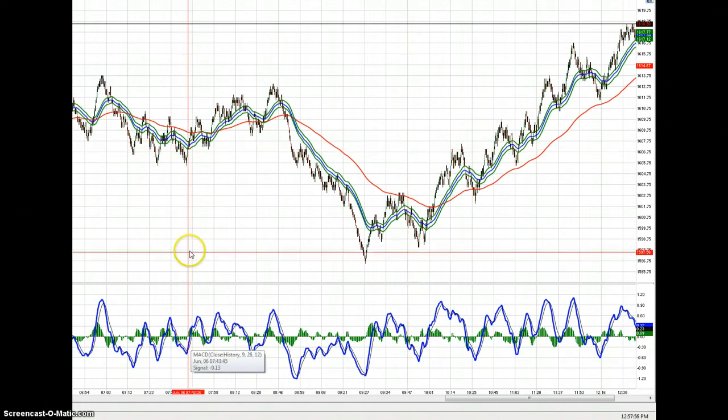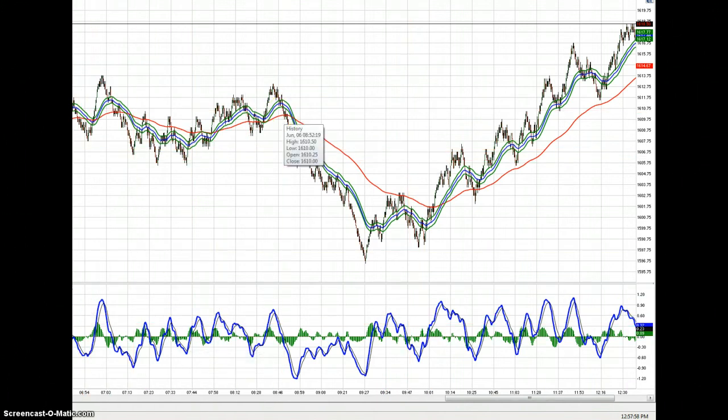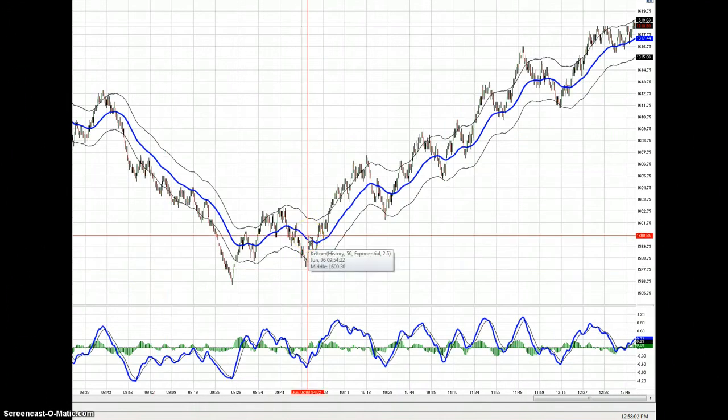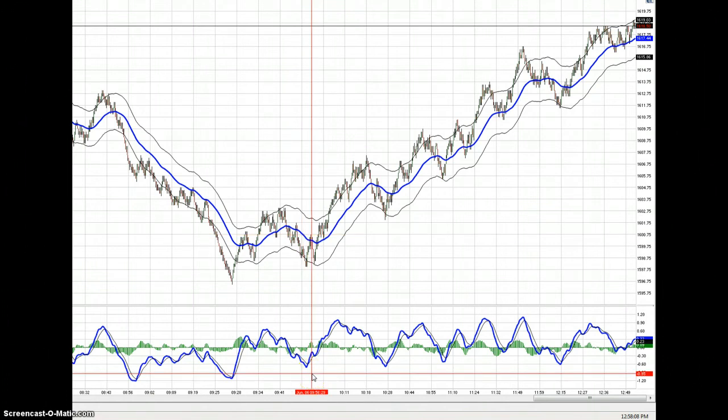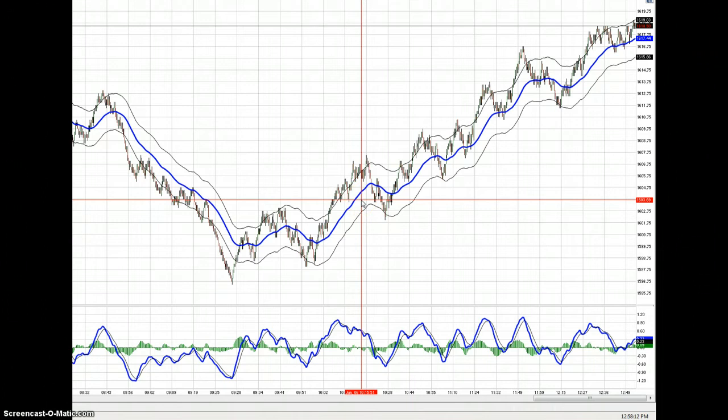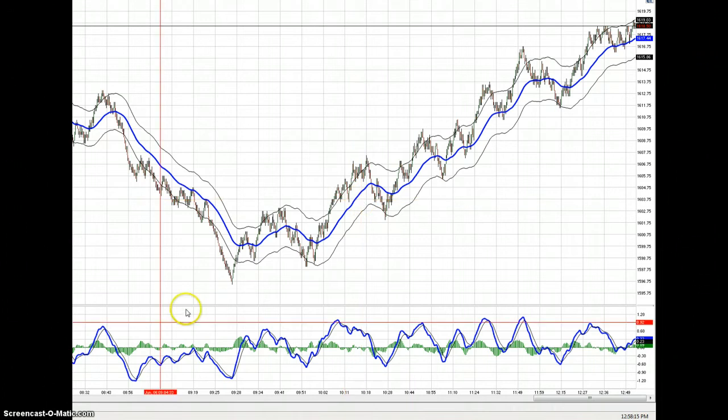So I have two systems. One system uses a 50-period exponential moving average. It's a Keltner channel with an EMA at the center, and an MACD. And basically I trade swings. This works just fine.